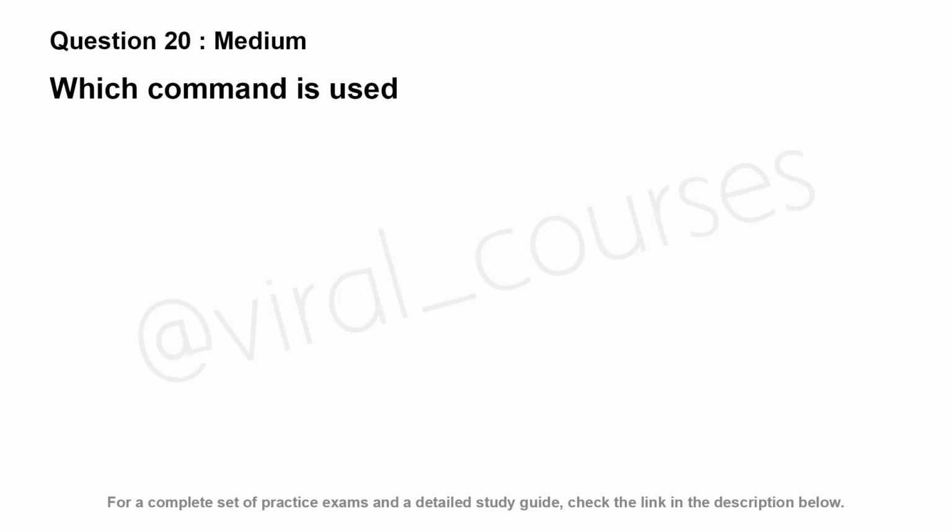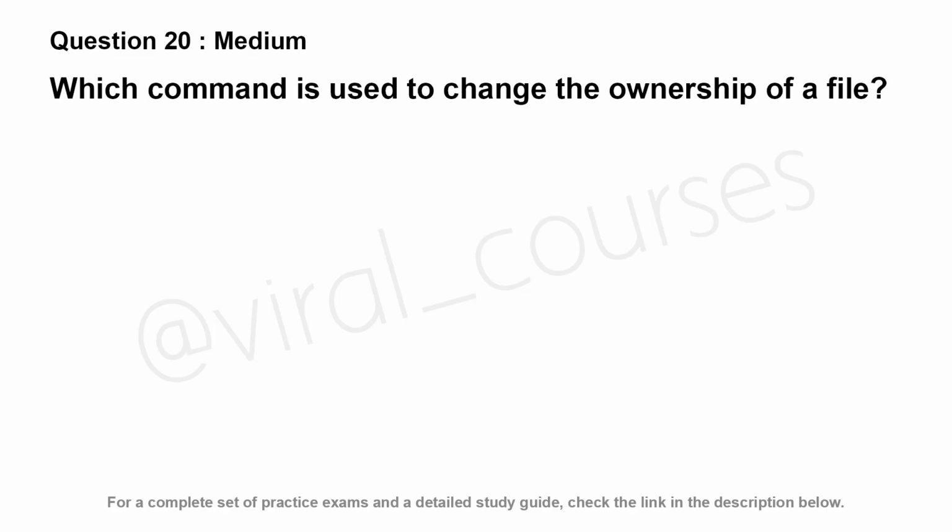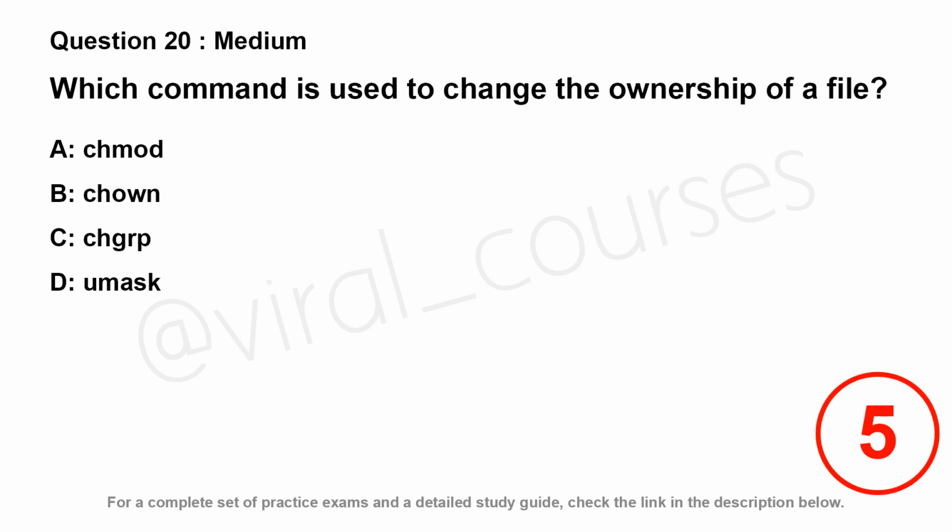Which command is used to change the ownership of a file? Option A, chmod. Option B, chown. Option C, chgrp. Option D, umask.